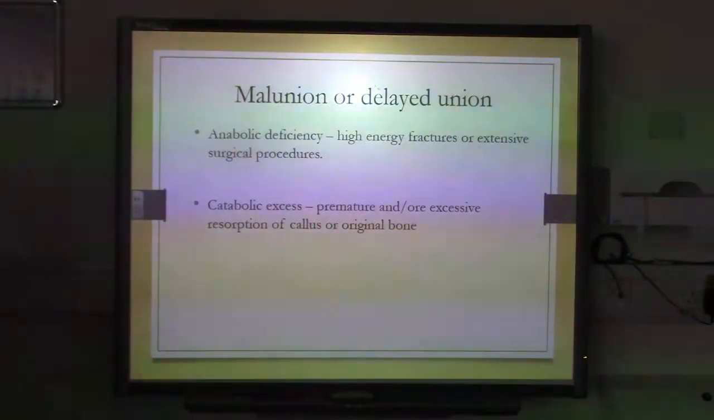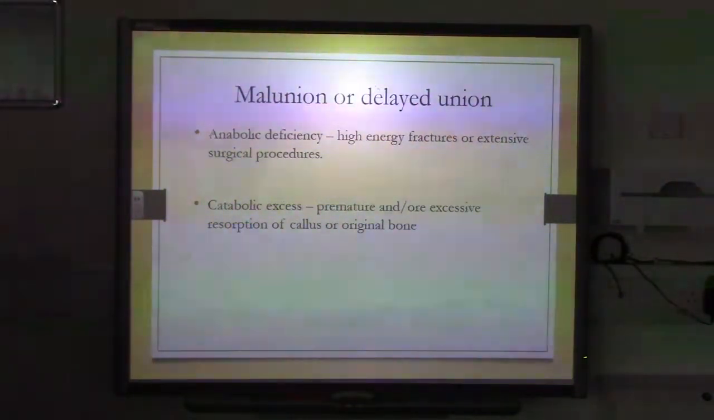The anabolic deficiency may be caused by high energy fractures or extensive surgical procedures. Anabolic deficiency means that there's insufficient new bone formation, and such an injury will compromise the vascular supply of the bone and surrounding tissue. The return of the vascular supply within the area of the fracture site is necessary for final repair, and the magnitude of the initial vascular injury will determine the level of damage that's occurring.